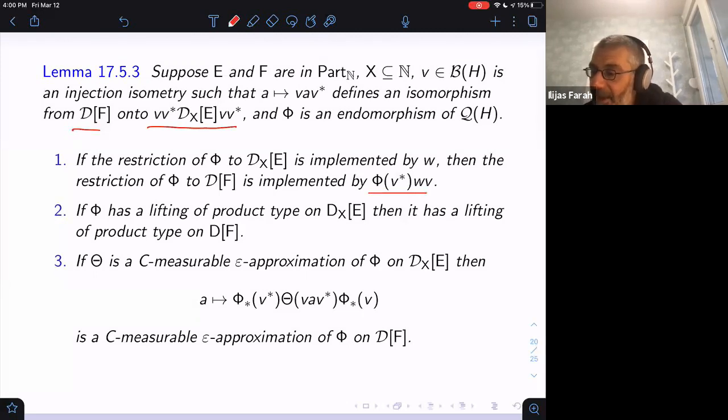Second part: if phi has a lifting of product type on DX of E, now note the font has changed, so here we are talking about these Cantor sets, these product spaces, then it has a lifting of product type on D of F, and somewhat subtle type.